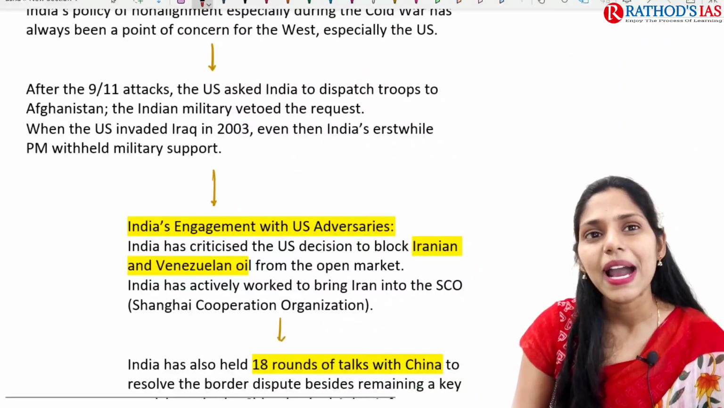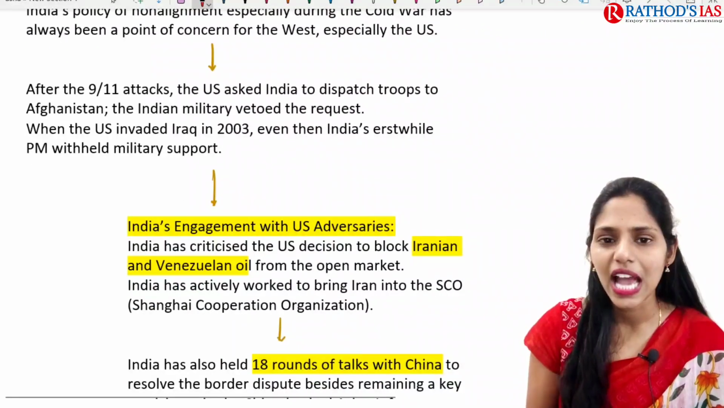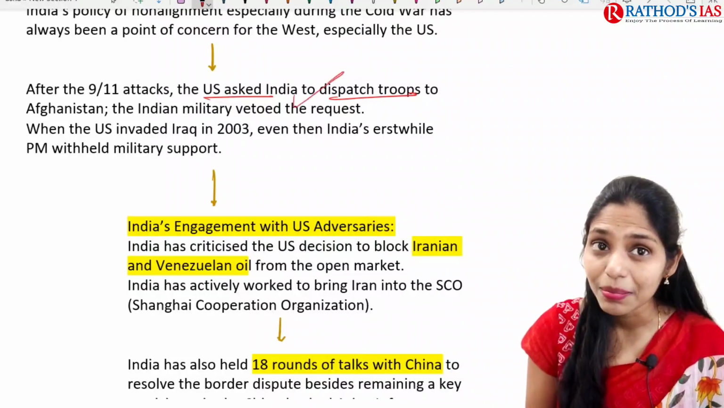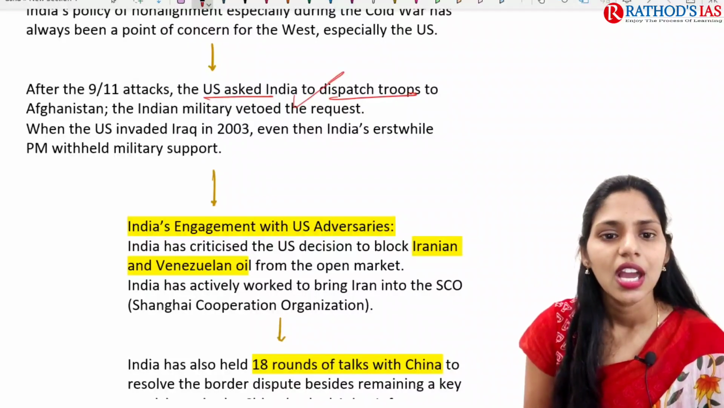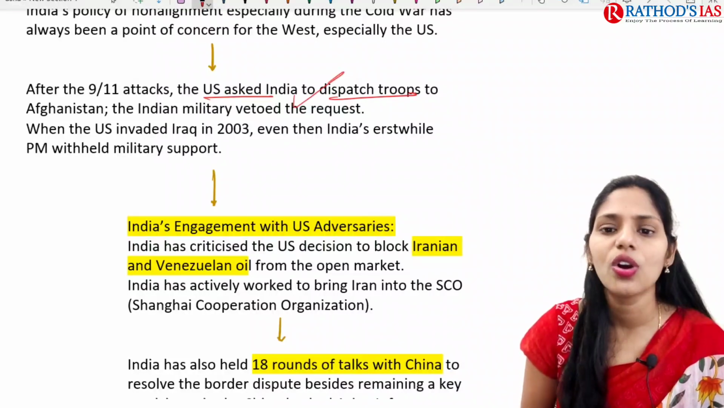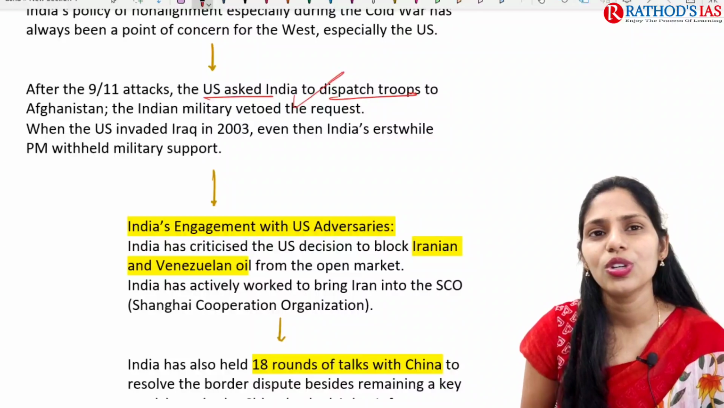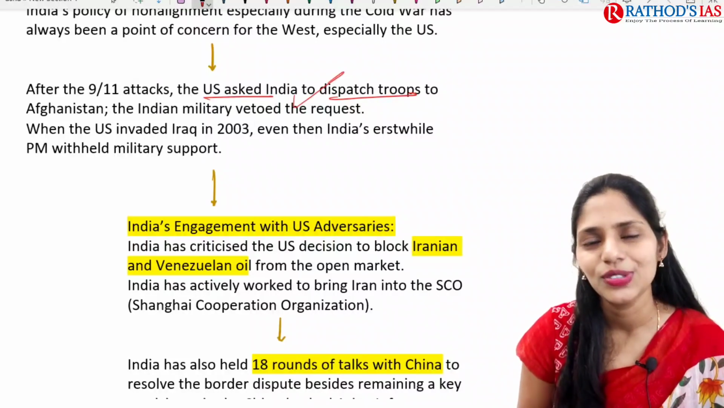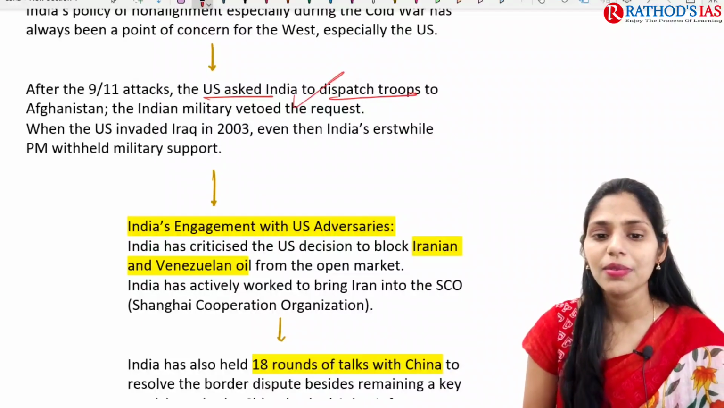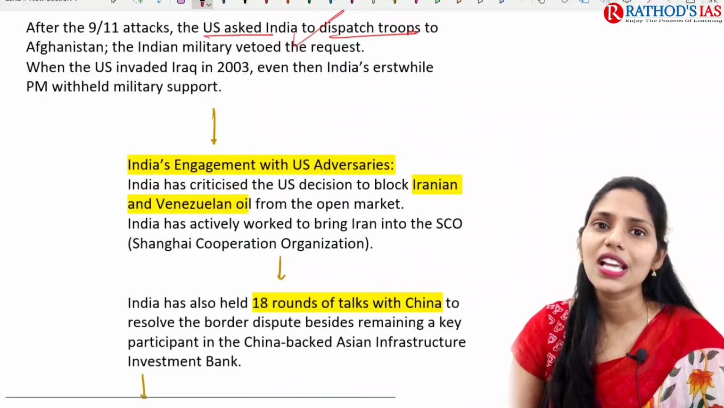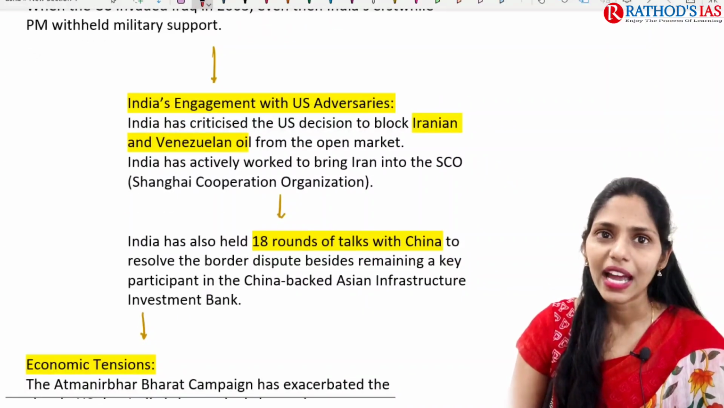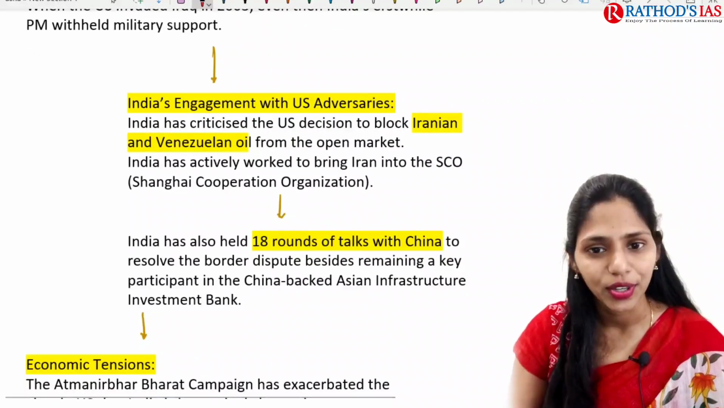And even after the 9/11 attacks, USA asked India to dispatch troops to Afghanistan, but the Indian military vetoed the request. And when the US attacked Iraq in 2003 also, at that time also India did not support the US regarding providing military support. So this is also some issues. And next one is India engaging with US adversaries, for example Iran, as well as Venezuela oil that we are getting.